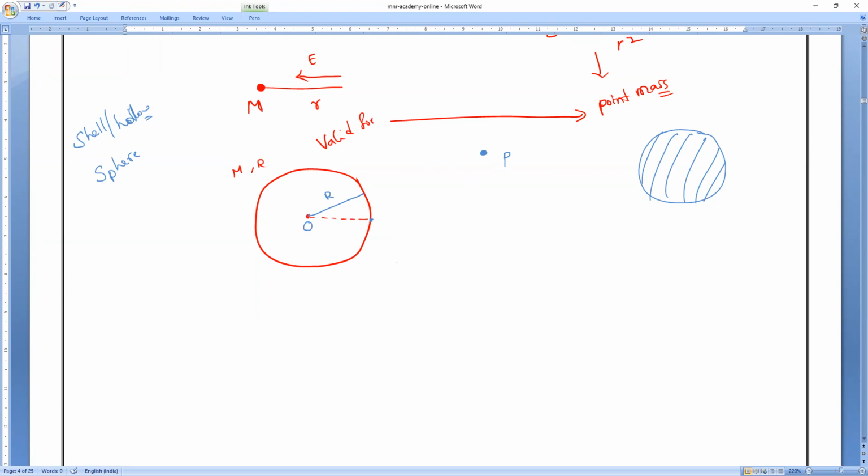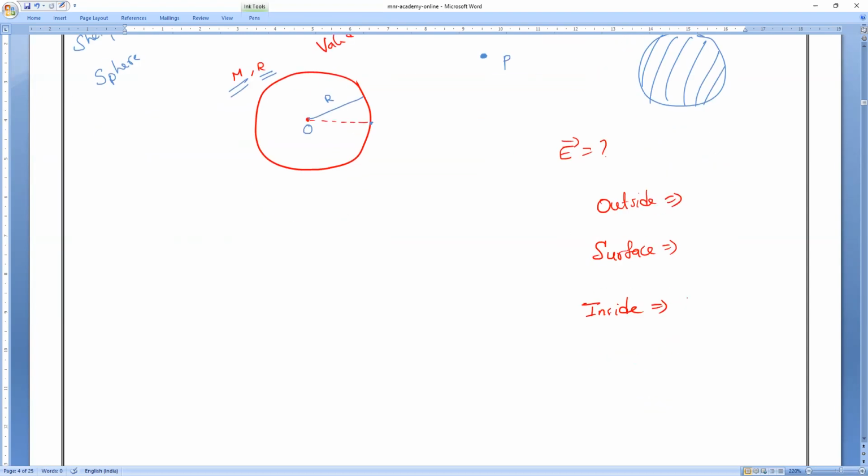Let me take the mass of the hollow sphere as m and radius as r. Now our target is to calculate what is the E, the gravitational field, outside the hollow sphere, on the surface of the hollow sphere, and inside the hollow sphere. Understand the approach? Clear? So we have to calculate this one.